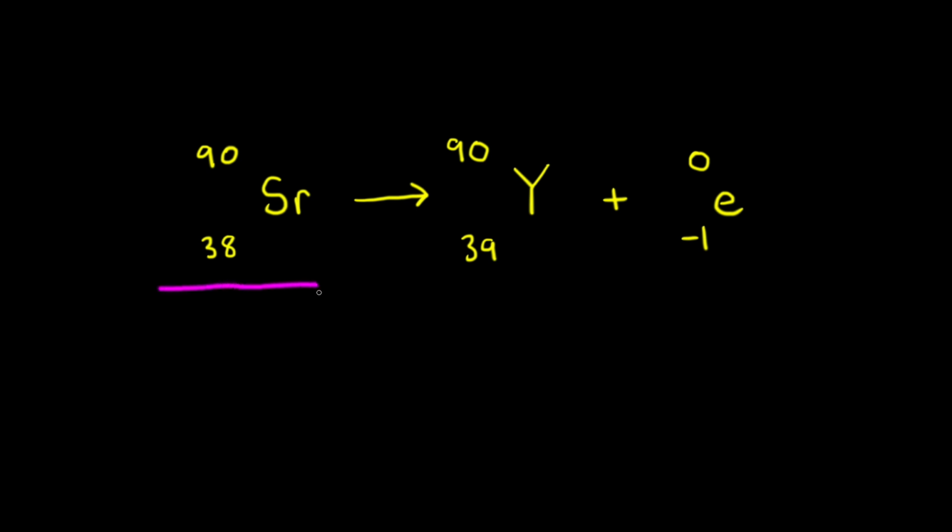Strontium-90 is a radioactive isotope that undergoes beta decay. Because radioactive decay is a first-order process, radioactive isotopes have constant half-lives. Half-life is symbolized by T1/2, and it's the time required for 1/2 of a sample of a particular radioactive isotope to decay. For example, the half-life of strontium-90 is equal to 28.8 years.